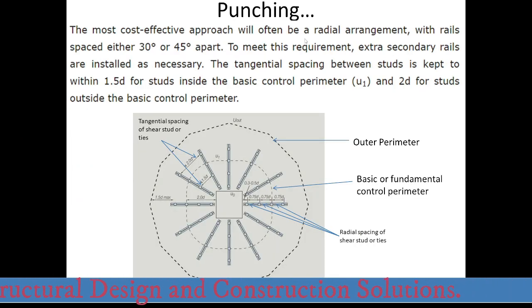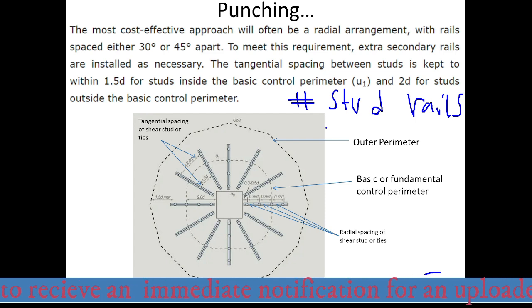The most cost-effective approach will often be a radial arrangement. When we arrange the shear reinforcement bars radially, it will be cost-effective, with rays spaced at 30 degrees or 45 degrees apart. To meet this requirement, extra secondary layers are installed as necessary. The number of stud rails will be calculated from CSI SAFE or using spreadsheets.